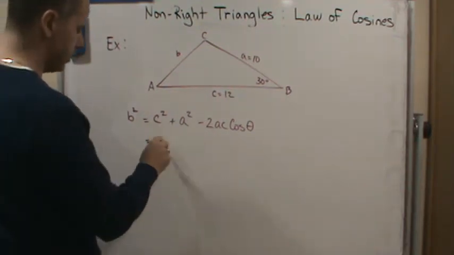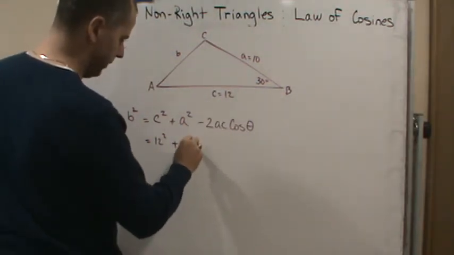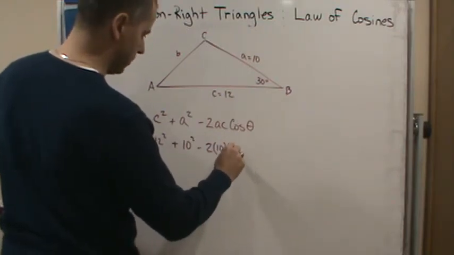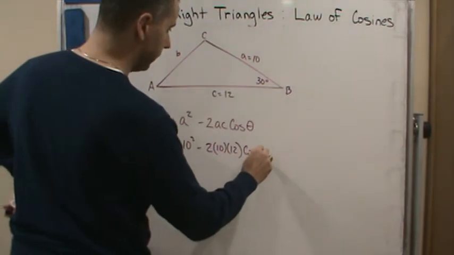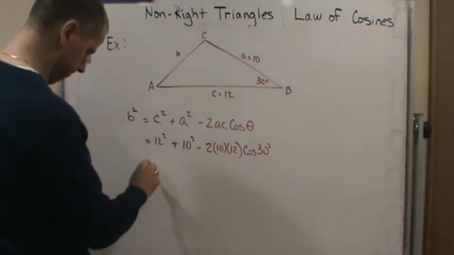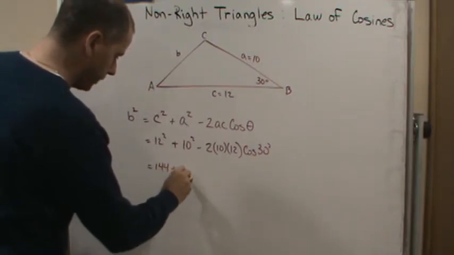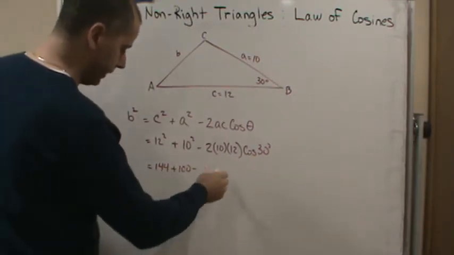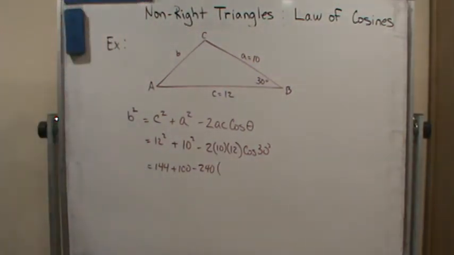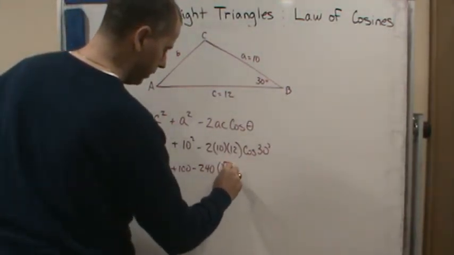So c is 12, so that's 12 squared plus a squared, a is 10, minus 2 times a, which is 10, times c, which is 12, times cosine of 30 degrees. This gives us 144 plus 100 minus 240 times cosine of 30 degrees. Well, what's the cosine of a 30-degree angle? That's the square root of 3 over 2.